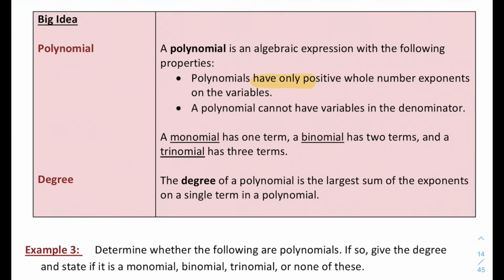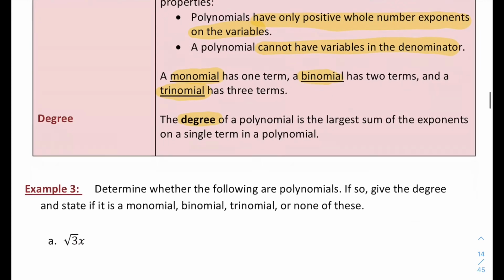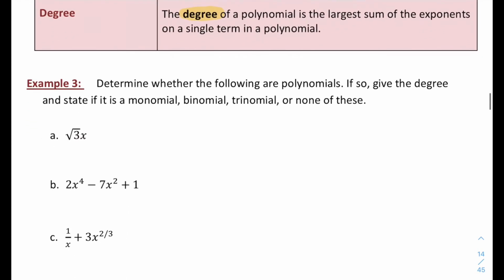So let's look at what a polynomial is. A polynomial is an expression that has only positive whole number exponents, and it can't have variables in the denominator. There are different types of polynomials with different names. A monomial has 1 term, binomial has 2, trinomial has 3, and polynomials also have what's called a degree, which is related to the exponent on your variable.